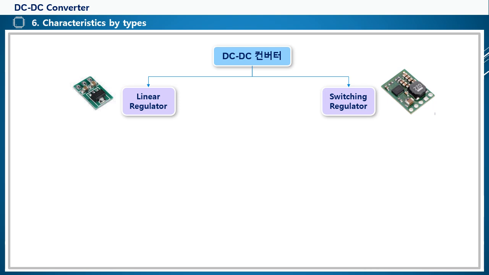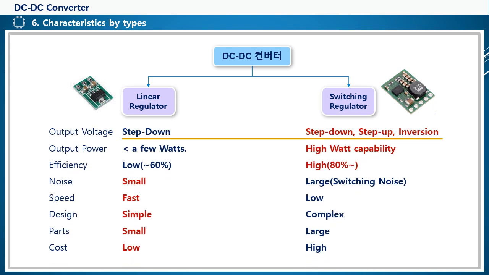Let's look at the pros and cons of two types of DC-DC converters, linear regulators and switching regulators. The output voltage is structured so that the linear type obtains the output by stepping down from the input, while the switching type can step down, step up, and invert. The output power is limited to a few watts or less for linear types, while the switching type can also output high power. Efficiency is low at less than 60% for linear type, and high at more than 80% for switching type. The noise is small for the linear type and large for the switching type due to switching noise.